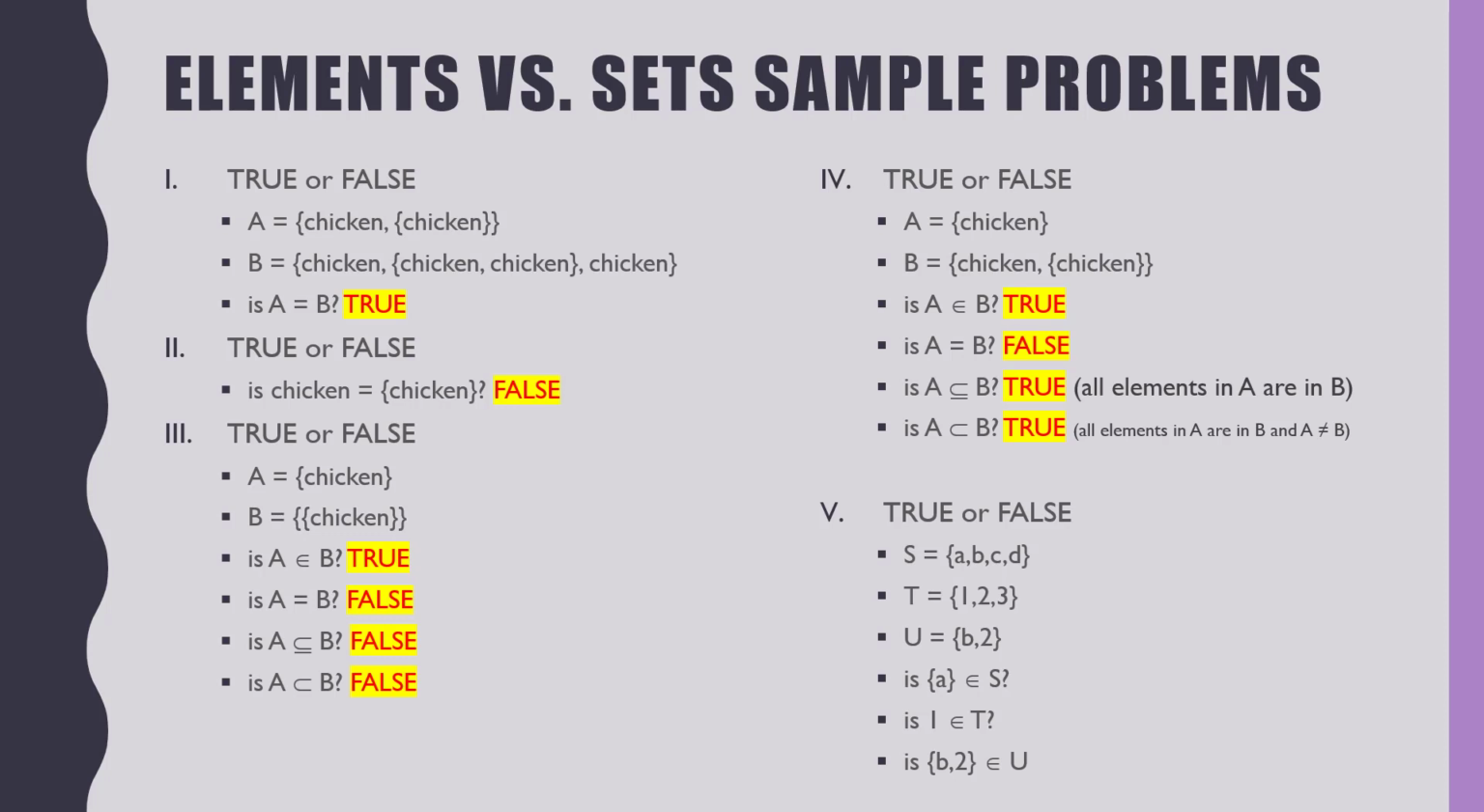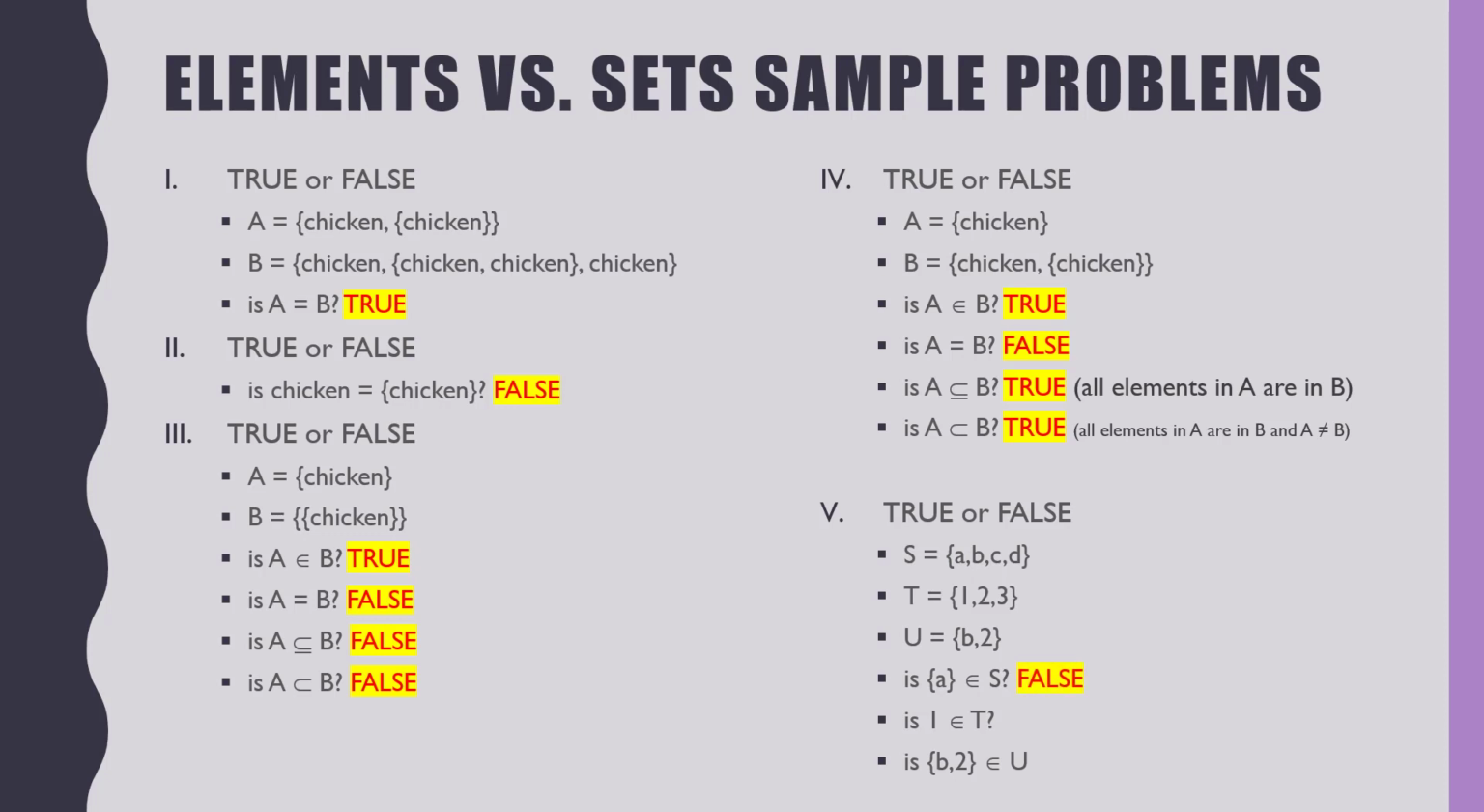We have 3 sets. S is A, B, C, D, T is 1, 2, 3, and then U is B and 2. Is the set that contains A an element of S? It is not, right? I'm not asking if A is an element of S. I'm asking if the set that contains A is an element, right? Make sense? So if there were curly braces around this A right here, then the answer would be yes, okay? All right, good. I think it's starting to sink in a little bit, okay? So the answer is false.